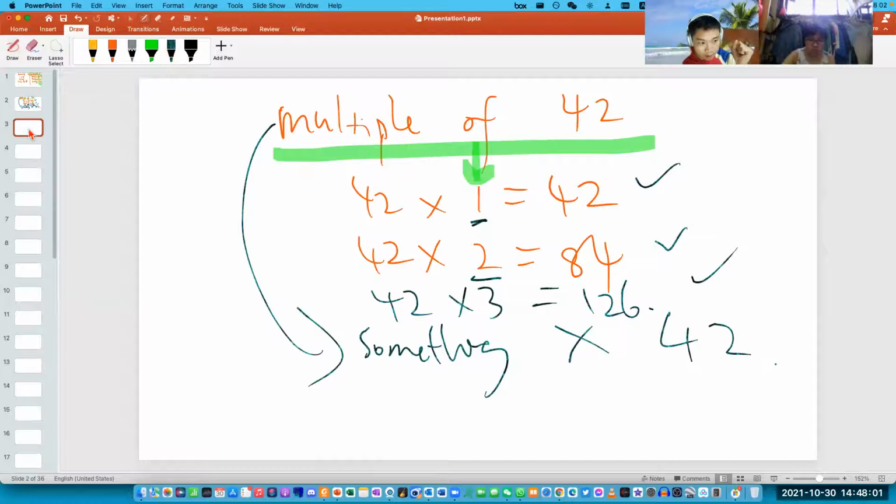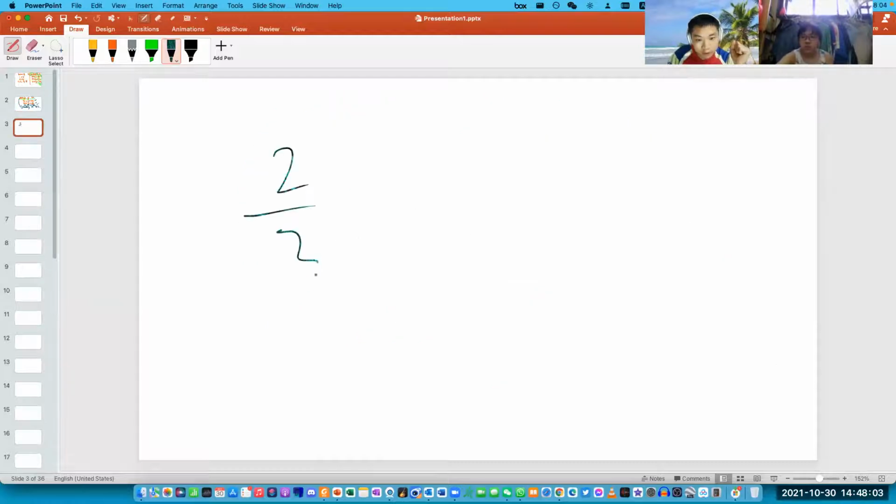Let me go to the new slide. So if you have 2 over 3 times 4 over 5, how do you do this? Multiplication of fraction, what's the method? Multiplication of fraction.